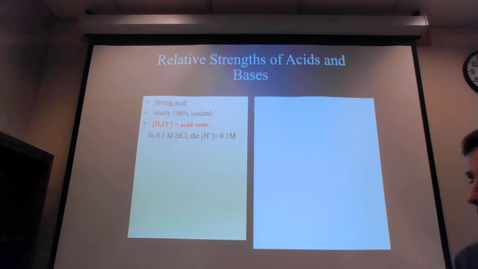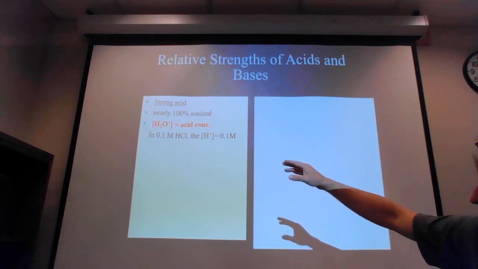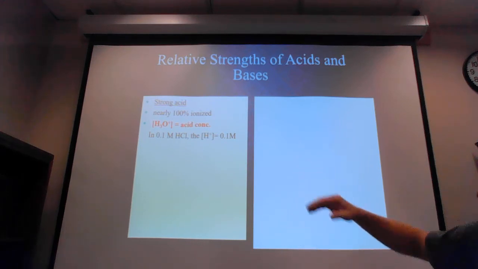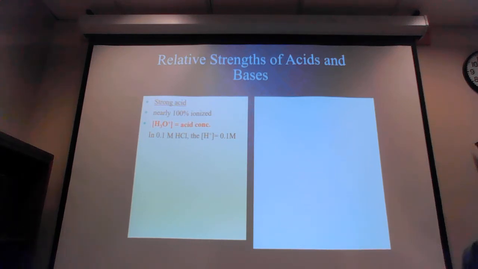For example, if I have a 0.1 molar HCl solution, if all the HCl's ionize, then the concentration of H plus ions or H3O plus, remember we can switch back and forth between those, but the H plus concentration will be the same, 0.1 molar. That's going to be important for calculating pH when we get to that part.